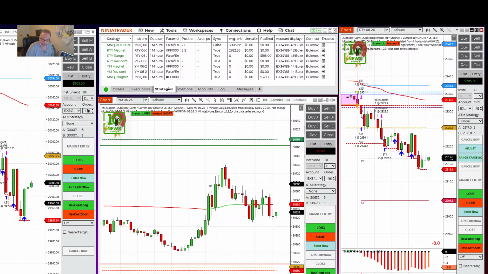At 10 a.m. Eastern Time, we have the Richmond Fed Composite Index, forecast for higher, looking better.